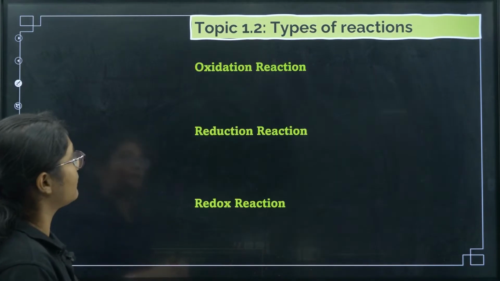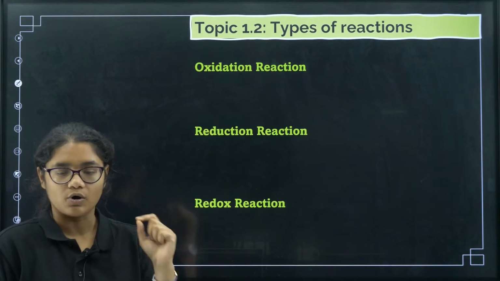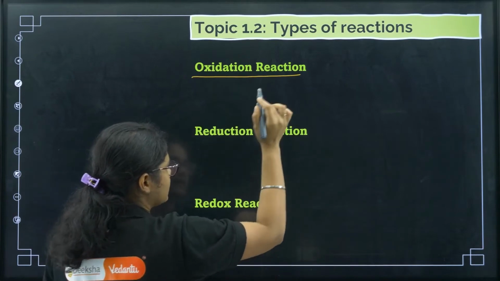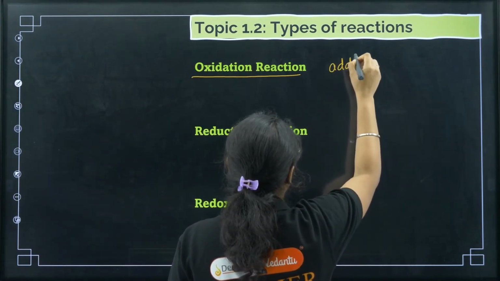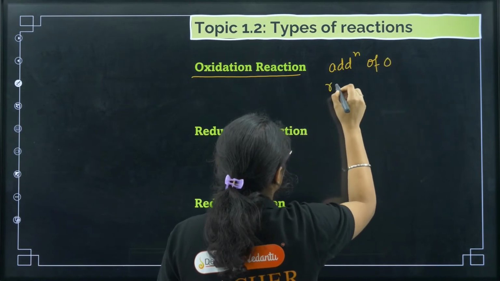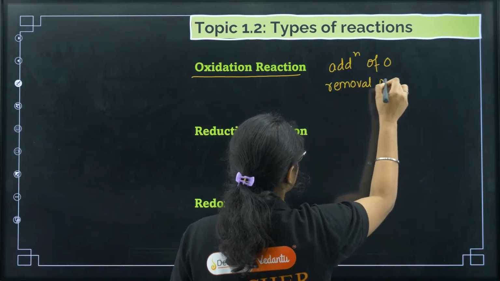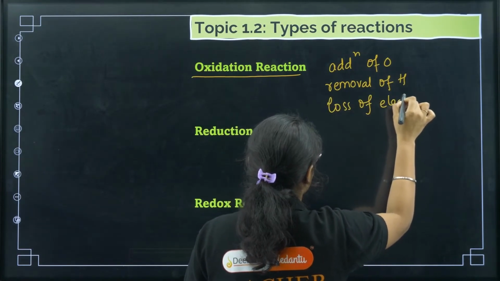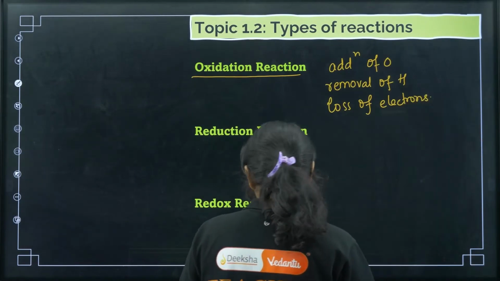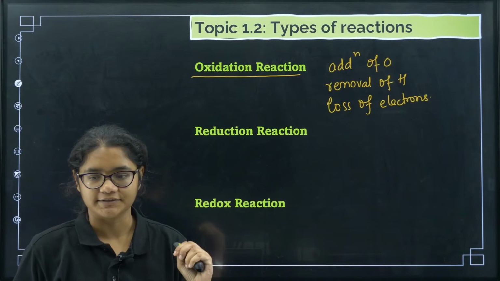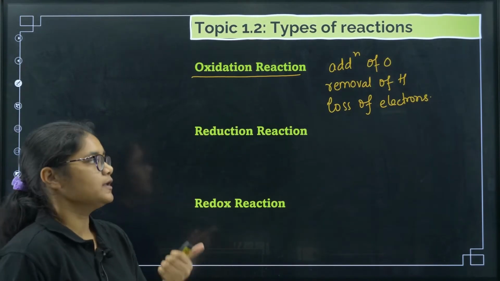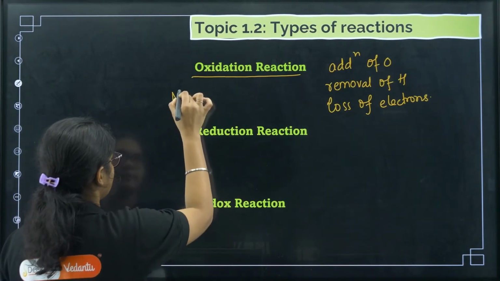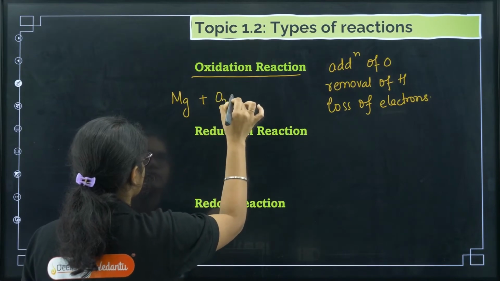Now coming to another type of reaction: oxidation, reduction and redox reactions. Oxidation reaction has these definitions: addition of oxygen, or removal of hydrogen, or loss of electrons. So either there is addition of oxygen, or removal of hydrogen, or loss of electrons. For example, Mg plus O2 gives MgO.